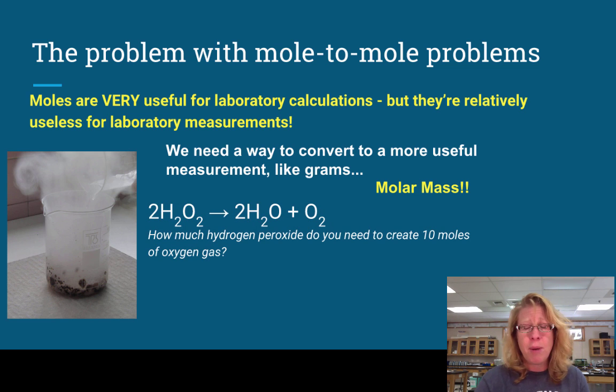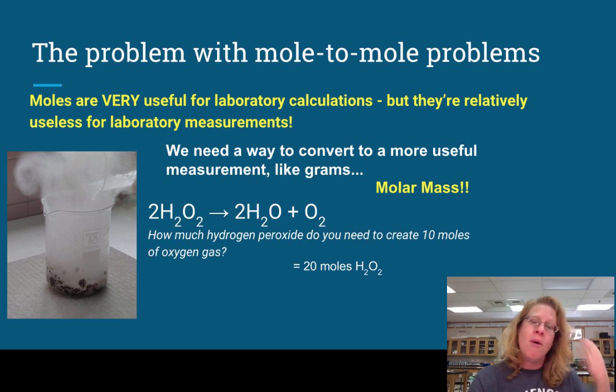So here was the problem from the previous slide. How much hydrogen peroxide do you need to create 10 moles of oxygen gas? We came up with a number, which was 20 moles of H2O2. That was, again, from the previous one. Well, how much is that? So let's do that last step. Let's convert from 20 moles to grams.